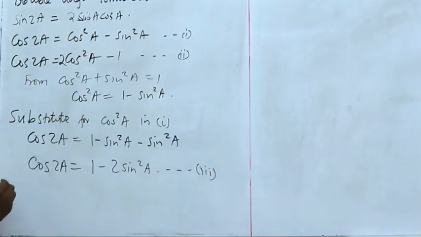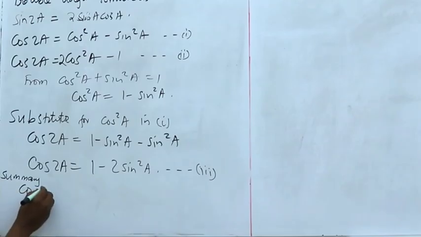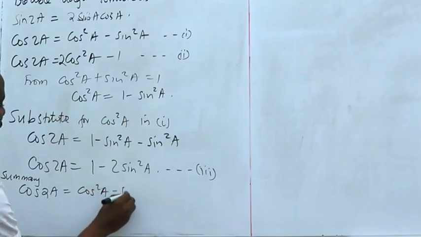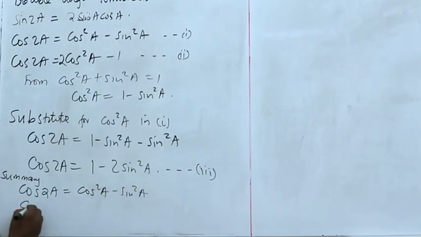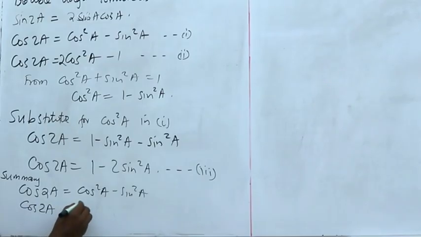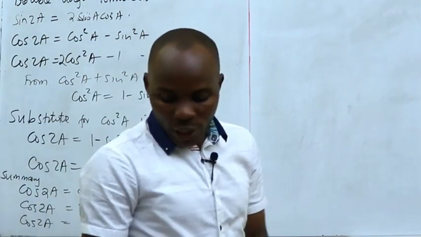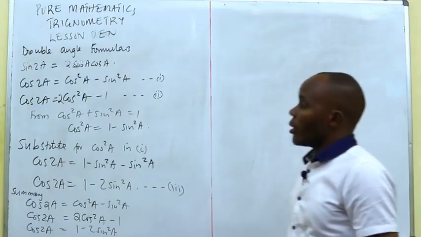Now you can see that for cos 2a, it can be cos squared a minus sine squared a. It can also be 2 cos squared a minus 1. It can also be 1 minus 2 sine squared a.